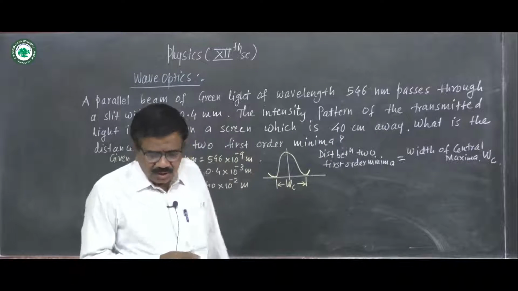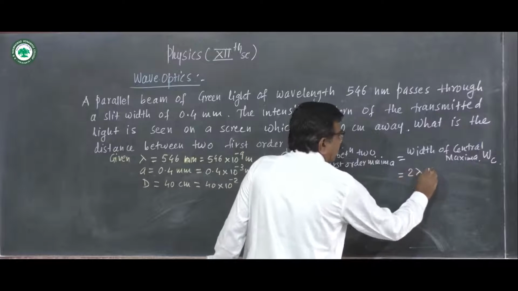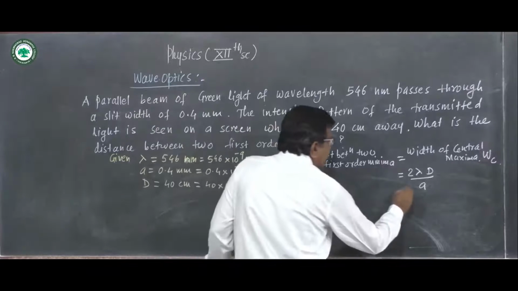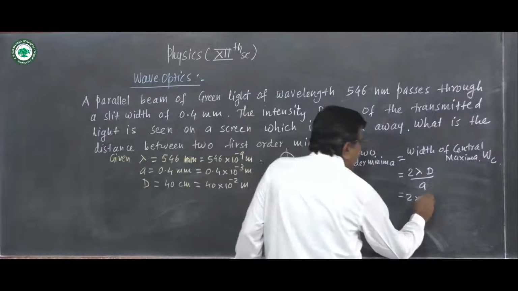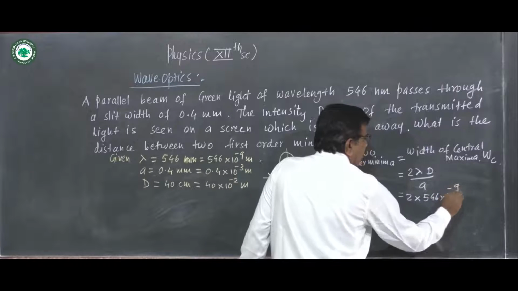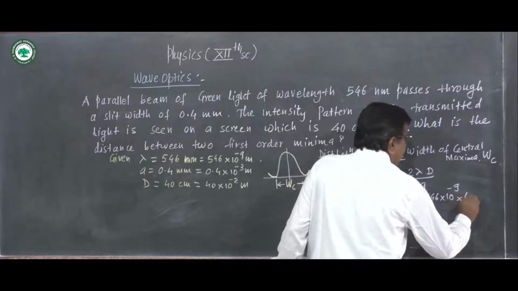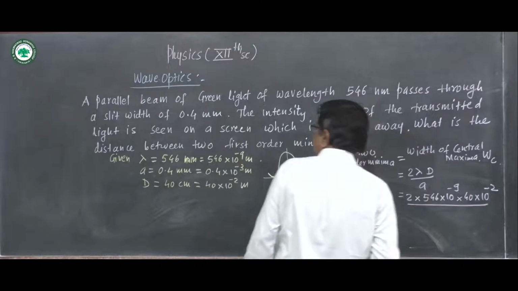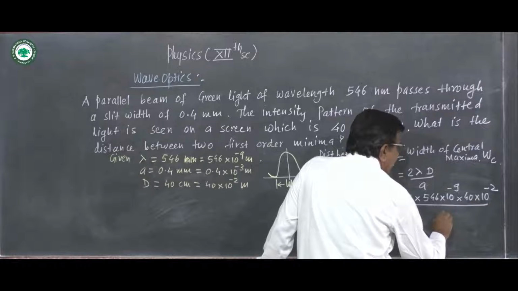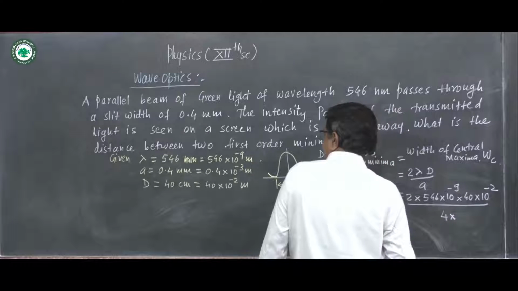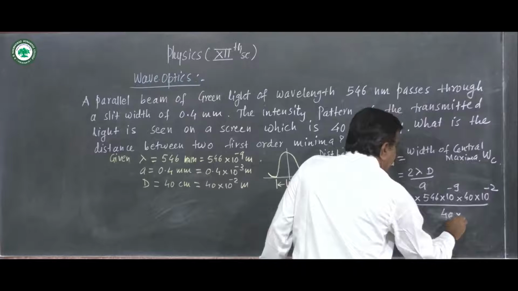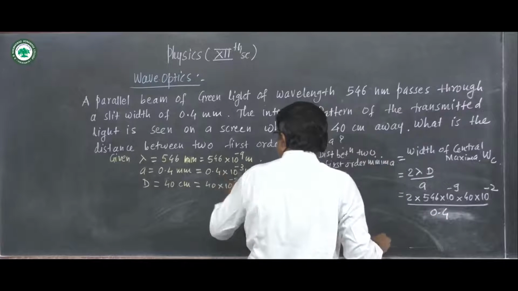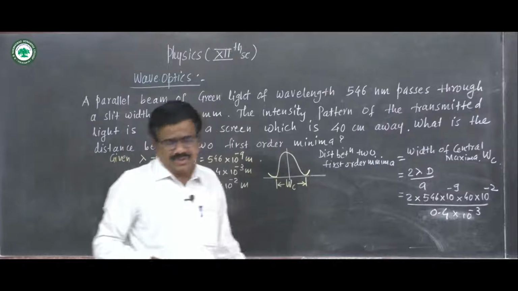And this WC we know is 2 lambda D upon a. Simply substitute the values. 2 lambda is 2 into 546 into 10 raised to minus 9. Capital D is 40 into 10 raised to minus 2. And a is 0.4 into 10 raised to minus 3. So these are our substitutions.